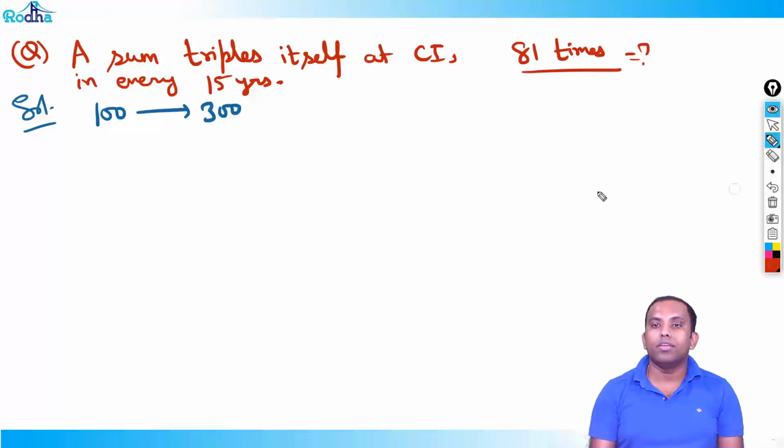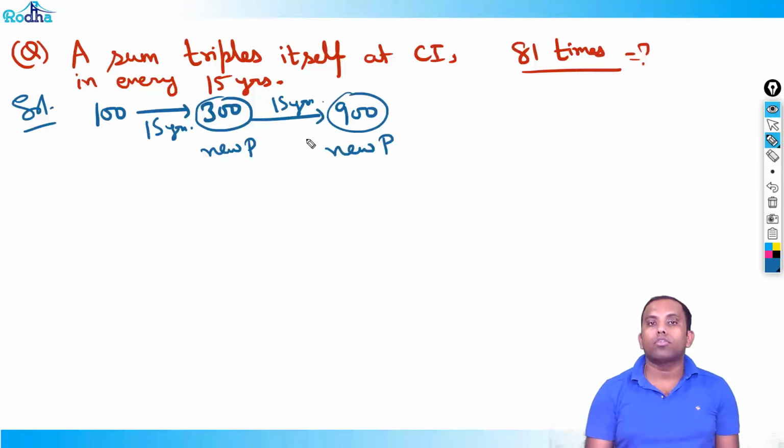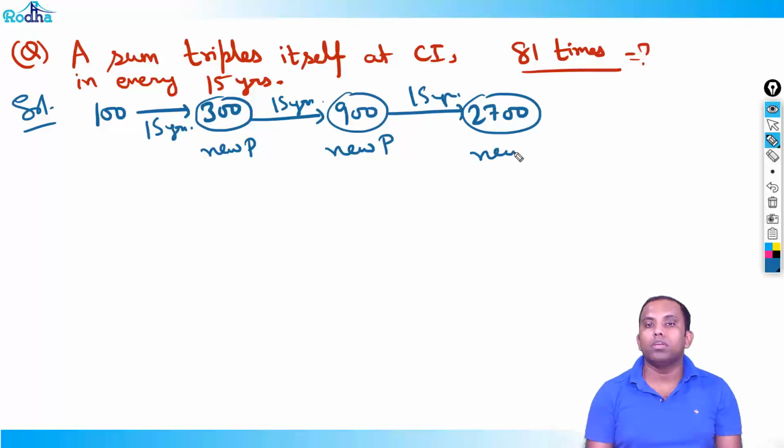So 100 becomes 300 in 15 years. Now, in CI, the principal changes every year subsequently, right? So after 15 years, there is a new principal. Now this will get tripled. It becomes 900 in another 15 years. In CI, every year the principal changes, so obviously in every 15 years, the principal will change. This 900 becomes 2700 in another 15 years. And similarly, this is my new principal. This 2700 becomes 8100 in another 15 years.